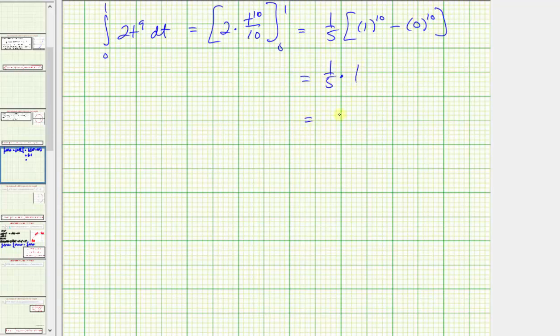The antiderivative is going to be 2 times t to the 10th divided by 10. Well, 2/10 simplifies to 1/5, so we have 1/5 times the quantity: when t is 1, we'd have 1 to the 10th, and when t is 0, we just have 0 to the 10th, which gives us 1/5 times 1, or just 1/5. This is the value of the given line integral.